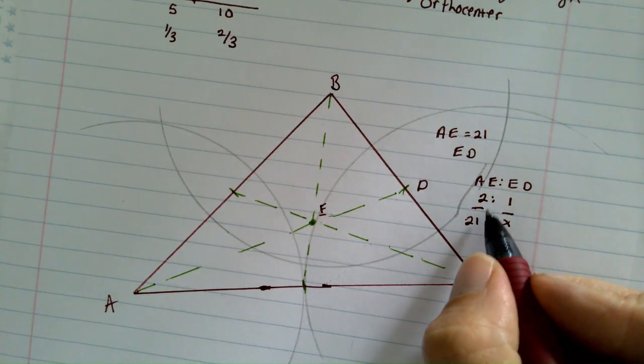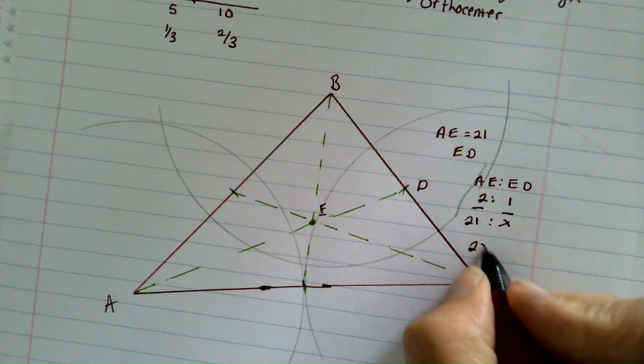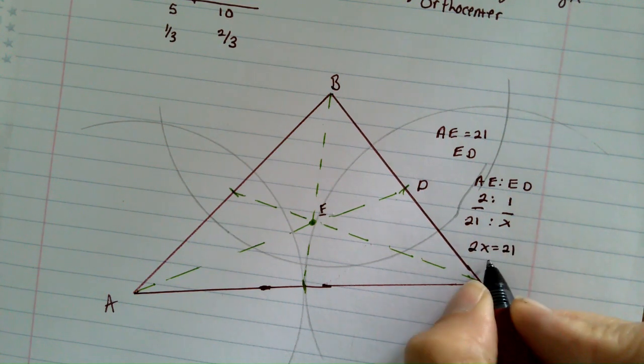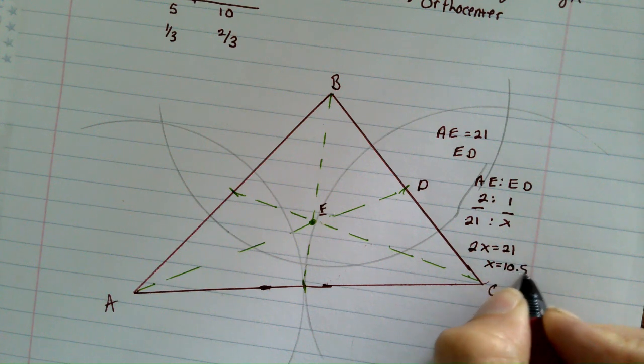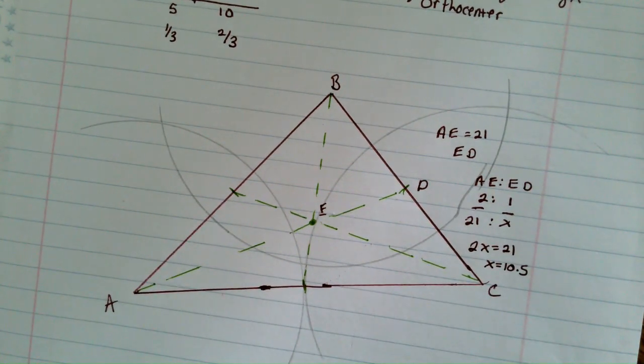So we can do 2x equals 21, because cross product. So x is going to be 10.5. And if you wanted to know the whole length, you've got 31.5. So using the ratios, that's like using two fractions that are equal to each other, is a great way you can focus on this. There's some other ways you can approach it, but it really is good to know.